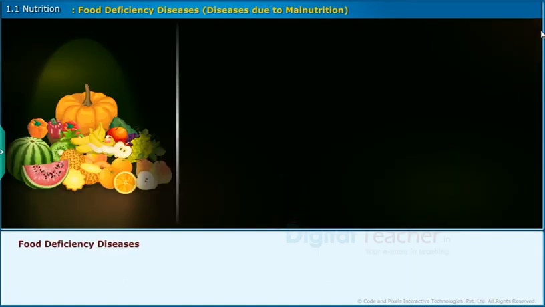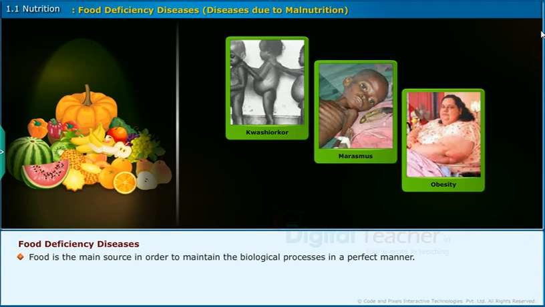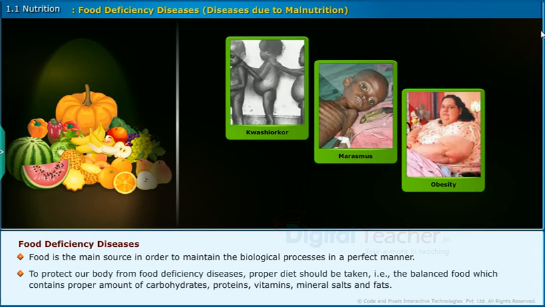Food deficiency diseases. Food is the main source in order to maintain the biological processes in a perfect manner. To protect our body from food deficiency diseases, proper diet should be taken. That is, the balanced food which contains proper amount of carbohydrates, proteins, vitamins, mineral salts and fats.